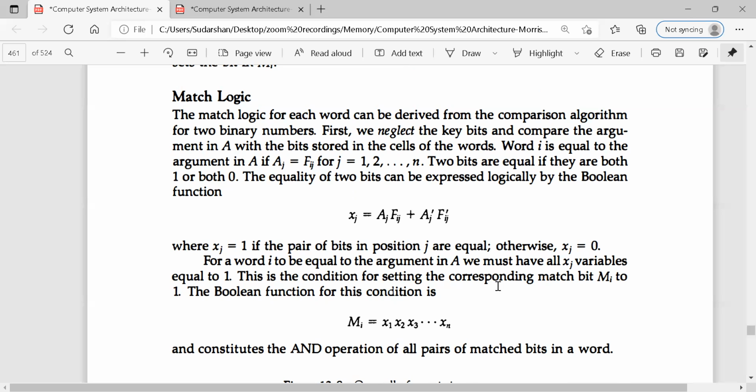Now what I'm trying to say is, use the address decoder. Instead of using n address lines, you require only m address lines. For example, I have got 1024 locations. How many address lines are required? We require 10 address lines because 2 power 10 is equal to 1024.